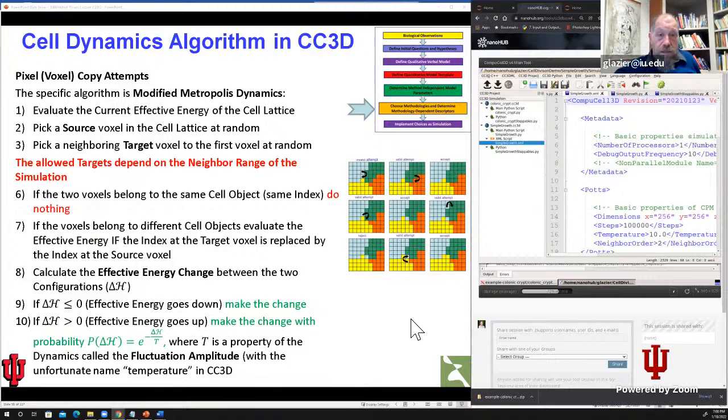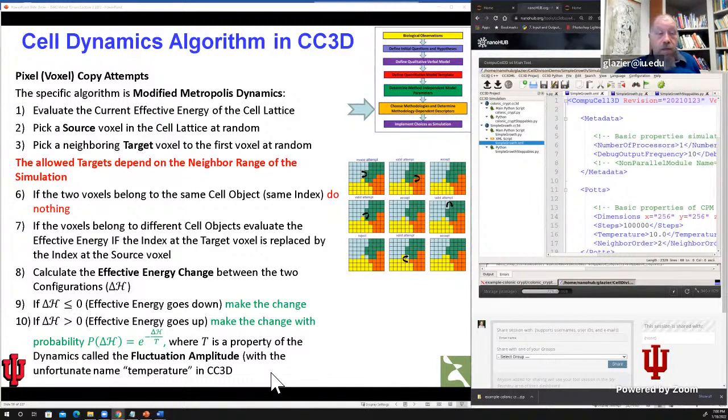we roll the dice and we make the change with the probability, and this is physics now, and I'm not going to go into great detail about why we use this particular form. We make the change with a probability that is exponentially decreasing with the energy cost. And that energy cost is rescaled by a parameter called T, which has the very unfortunate name in simulation of temperature.